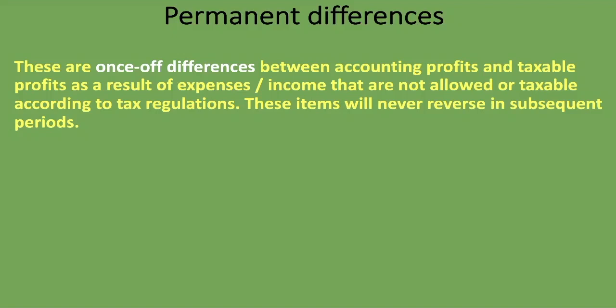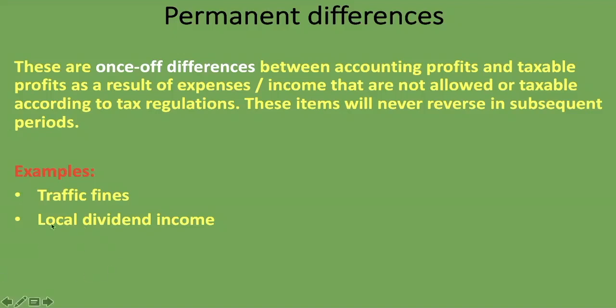And here are very popular examples. They are the main examples of why you have permanent differences. The examples here are traffic fines and local dividend income. What do I mean by this? Well, a traffic fine is an expense. Because we are paying for traffic fines, we consider it an expense, and it will go into our income statement as an expense. But according to the Revenue Authority, or according to tax regulations, they will say, no, we do not allow the expense as a deduction. Meaning, according to the tax regulation, you can't use that to deduct or to reduce your amount of taxes. Remember, expenses reduce the amount of taxes we pay.